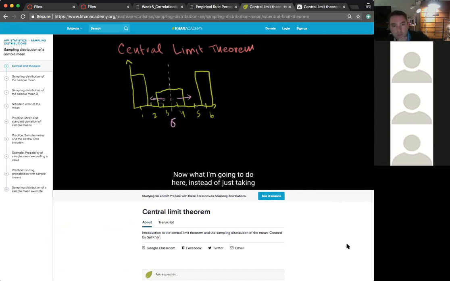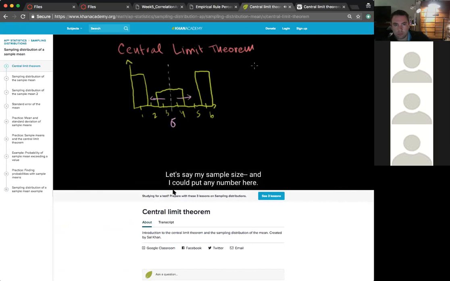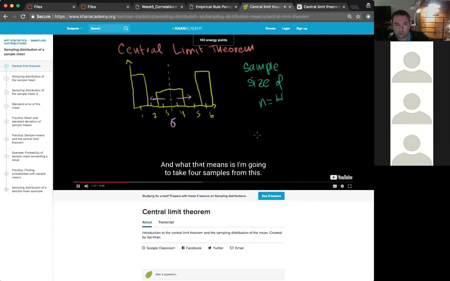Now what I'm going to do here, instead of just taking samples of this random variable that's described by this probability distribution function, I'm going to take samples of it, but I'm going to average the samples and then look at those samples and see the frequency of the averages that I get. And when I say average, I mean the mean. So let me define something. Let's say my sample size, and I could put any number here, but let's say first off we try a sample size of n is equal to 4. And what that means is I'm going to take 4 samples from this. So the first time I take 4 samples, my sample size is 4.